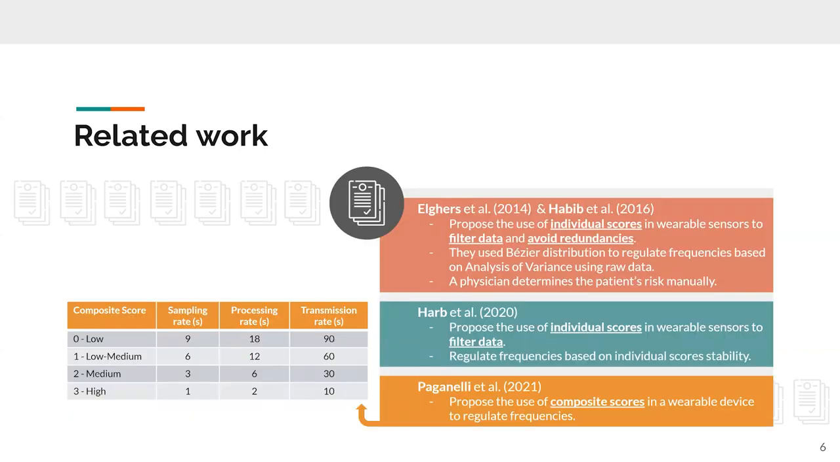Previous studies used individual scores to filter data to be transmitted or not. Frequencies were attributed considering the analysis of variance over nominal values or the stability of individual scores in previous periods. Nonetheless, in our previous work presented last year, we utilized composite scores associated with fixed frequencies for sampling, processing, and transmissions. Alarms were verified at the processing rate.